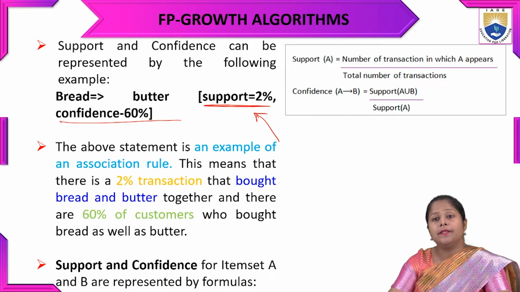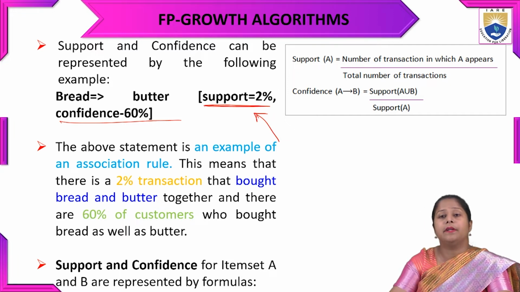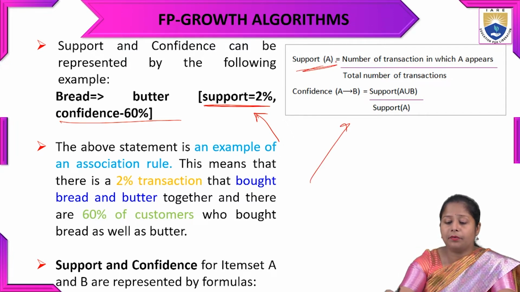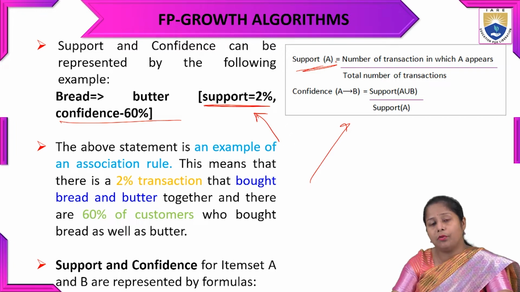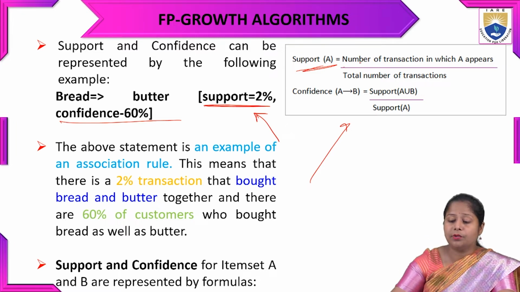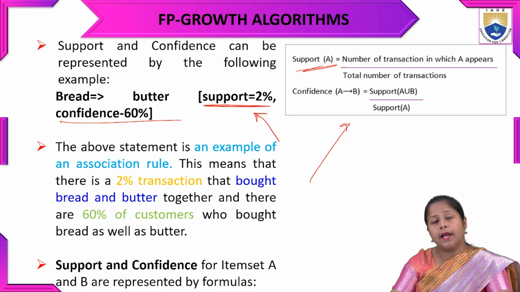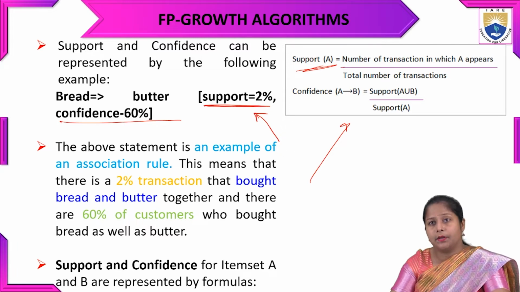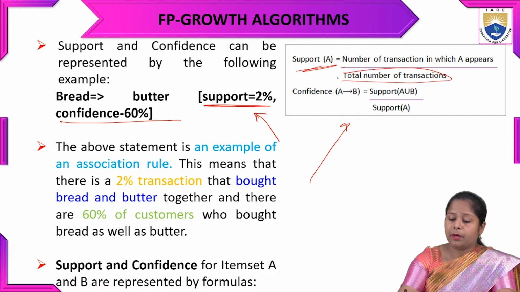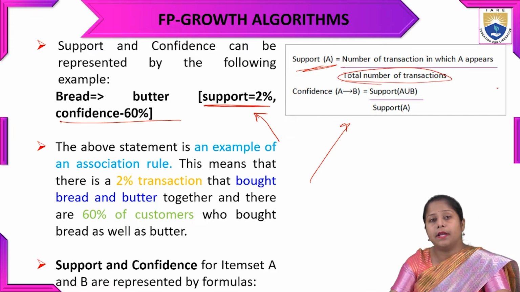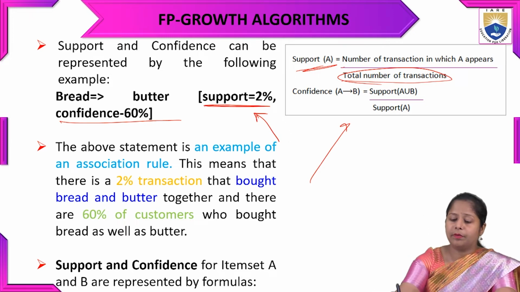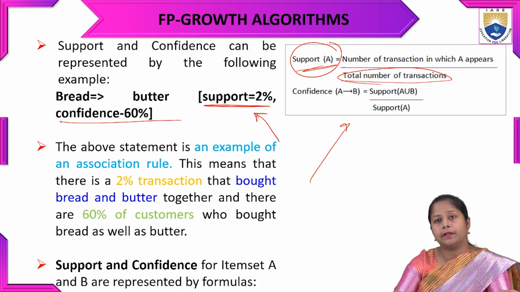Support and confidence for item sets A and B are represented by formulas. The support of A is equal to the number of transactions in which A appears, that is, how many times that particular item appears in a purchase, divided by the total number of transactions. That will be the support of that particular item.